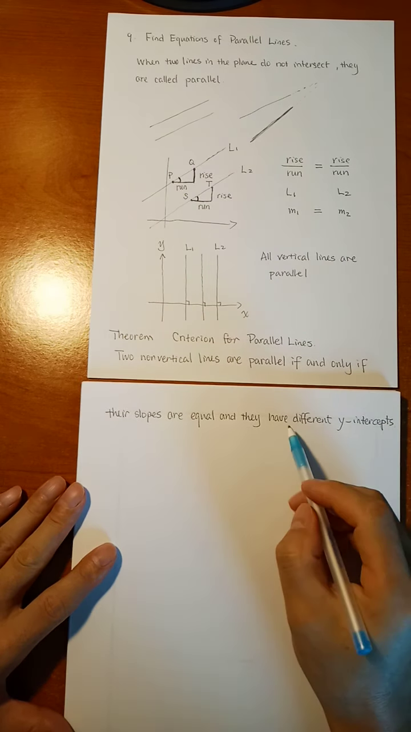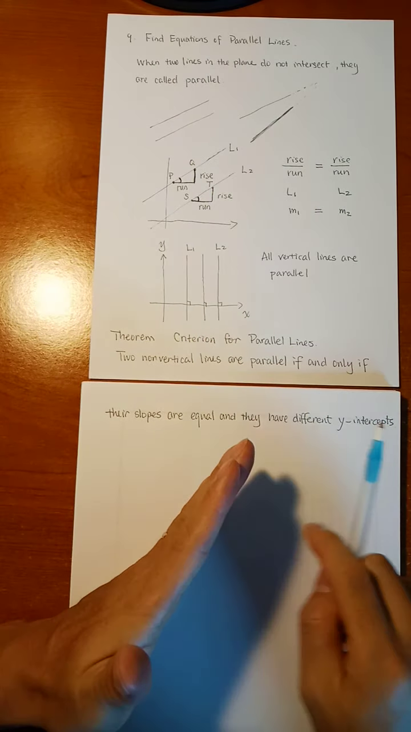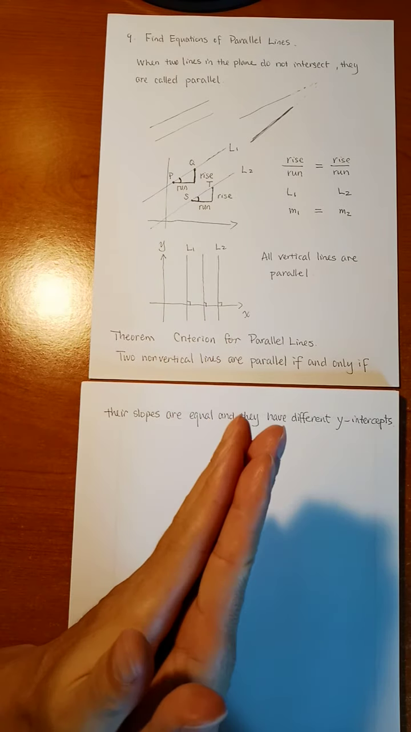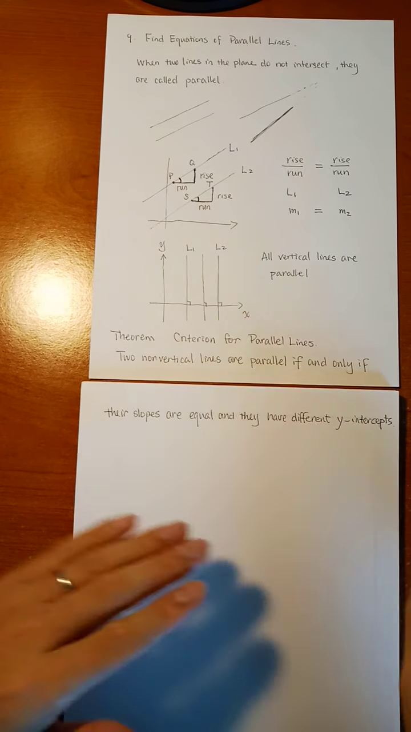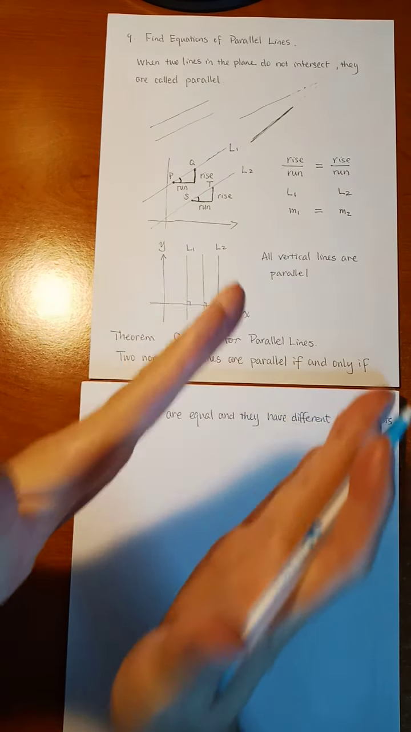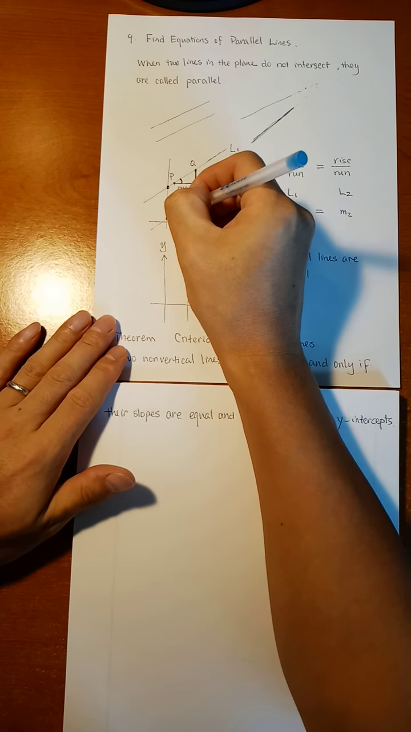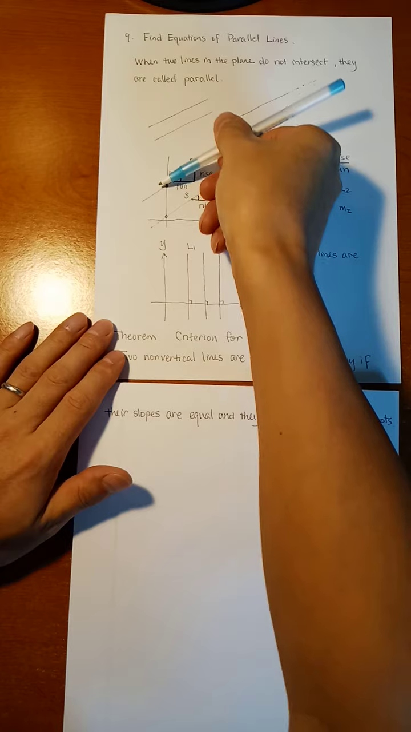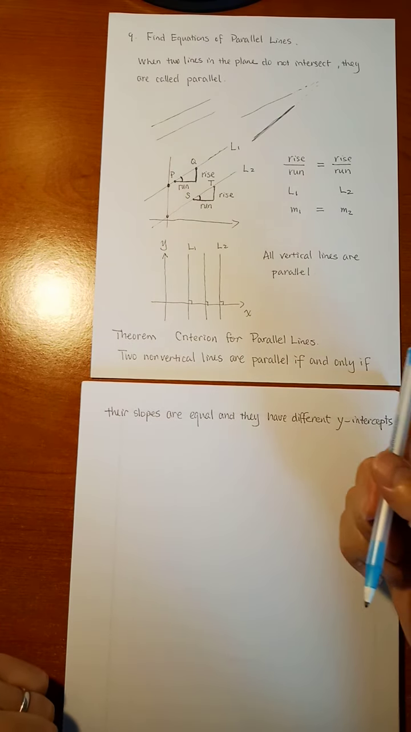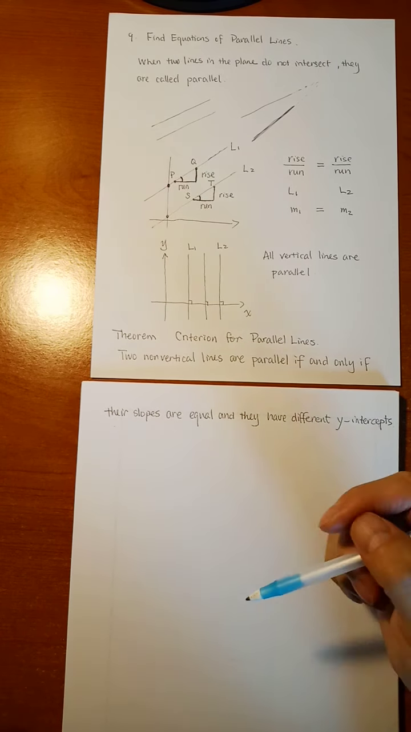Okay, so this condition, they have different y-intercepts, just means those two lines do not coincide. We're really talking about two lines, not just one line with two different names. So the second condition just means they have to be different. For example, here this is the y-intercept, here this is the y-intercept. If they share the same y-intercept, L1 and L2 actually coincide, there's only one line. That's not interesting at all. So we are talking about two different lines.